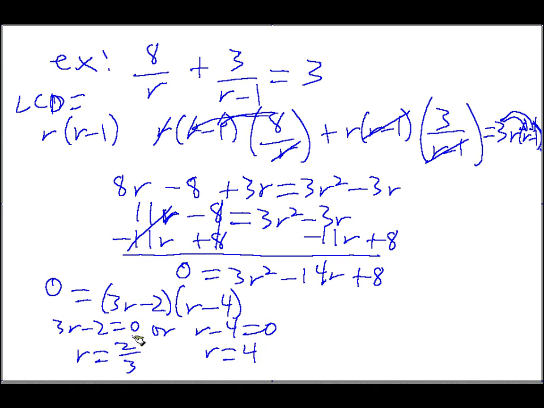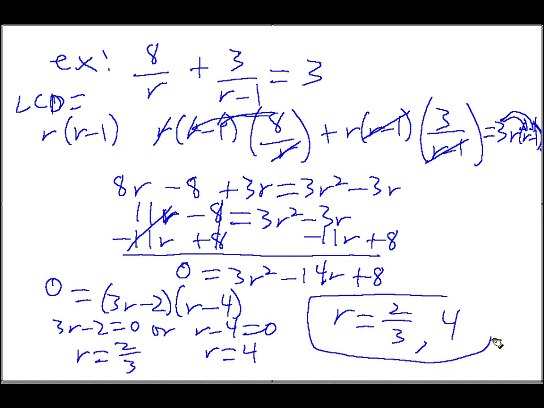All right, now, again, we need to look at our solutions and compare them to the denominators up here. Do these answers cause the denominator to be 0 in any of these two fractions? Well, 2/3 is fine. 2/3 minus 1, well, that's not 0, so 2/3 is good. How about 4? 4 minus 1, that's not 0, so 4 is good. So both of these answers are valid in this case. So my solutions are 2/3 and 4.